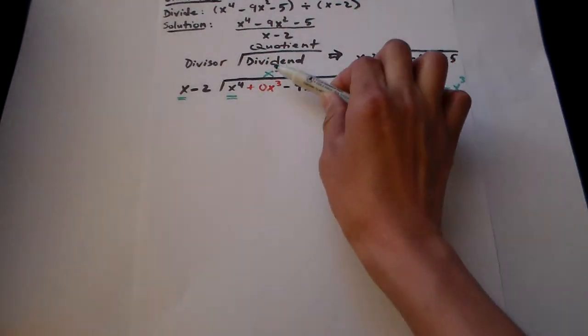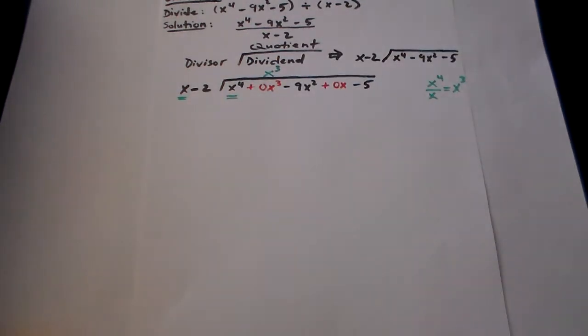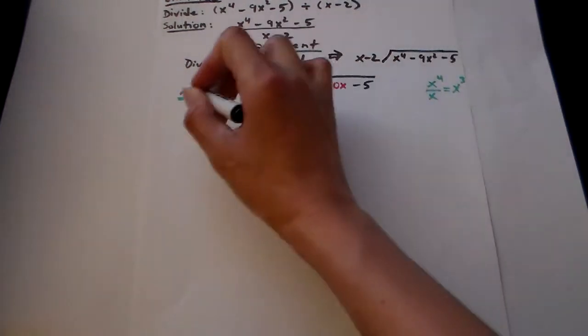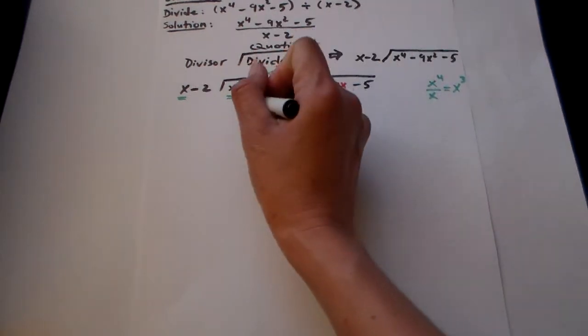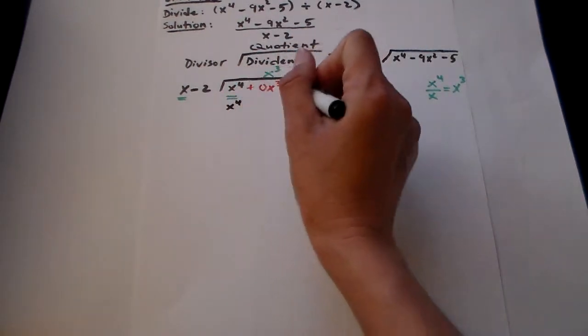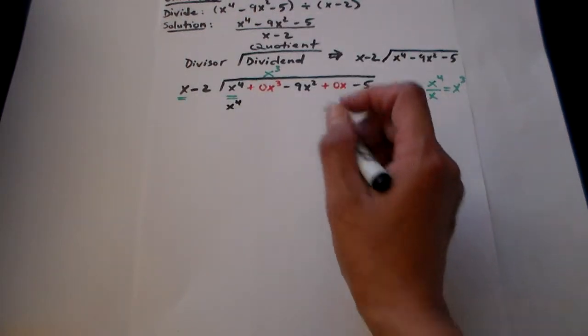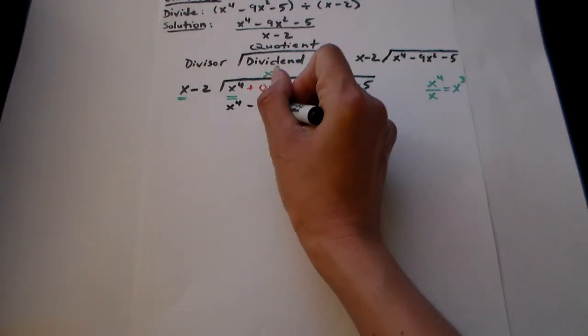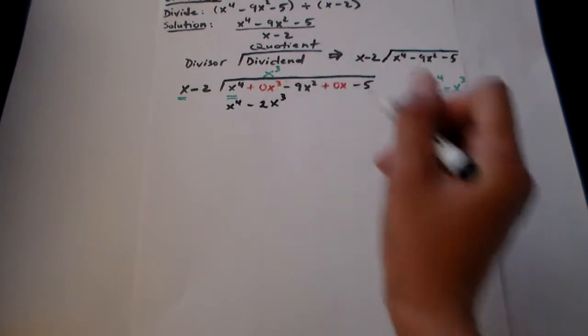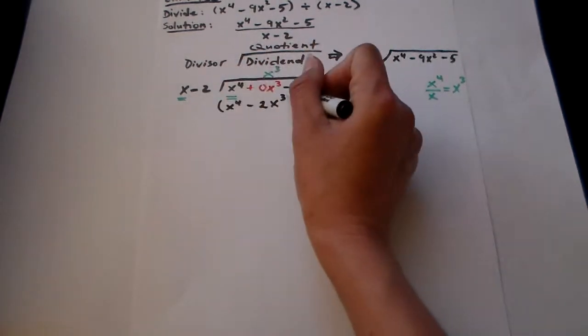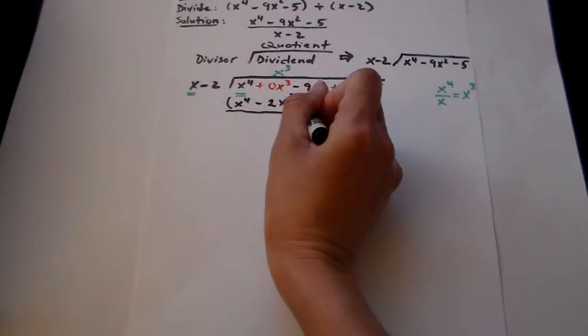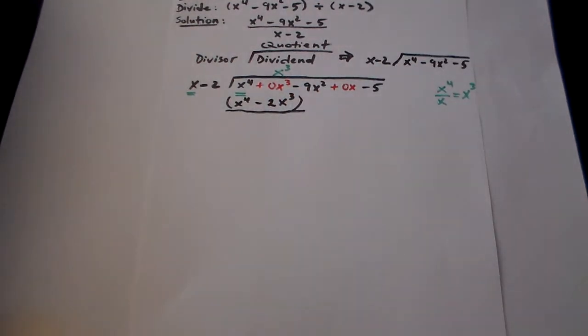Then take x to the third, multiply by the divisor, every term in the divisor. So x to the third times x is x to the fourth. x to the third times negative 2 is negative 2x to the third. And put them in parentheses. And don't forget to subtract.